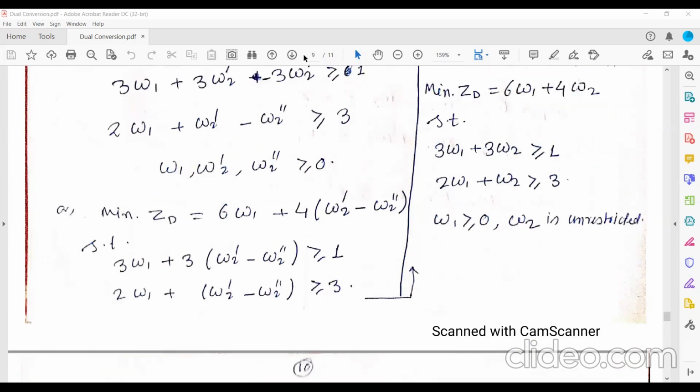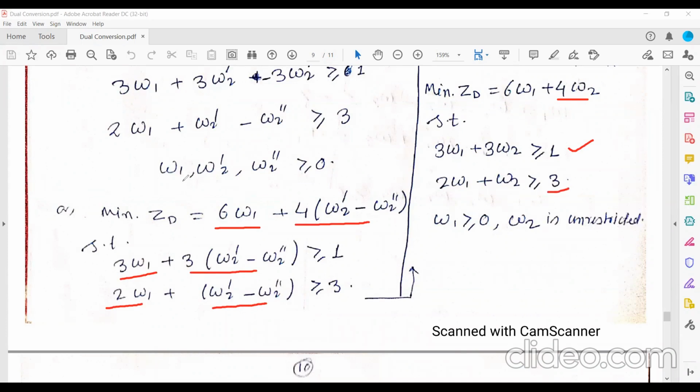So the minimum z is 6W1 + 4W2, because W2 dash minus W2 double dash I have considered as W2, such that 3W1 + 3W2 is greater than or equal to 1, and then 2W1 + W2 is greater than or equal to 3.